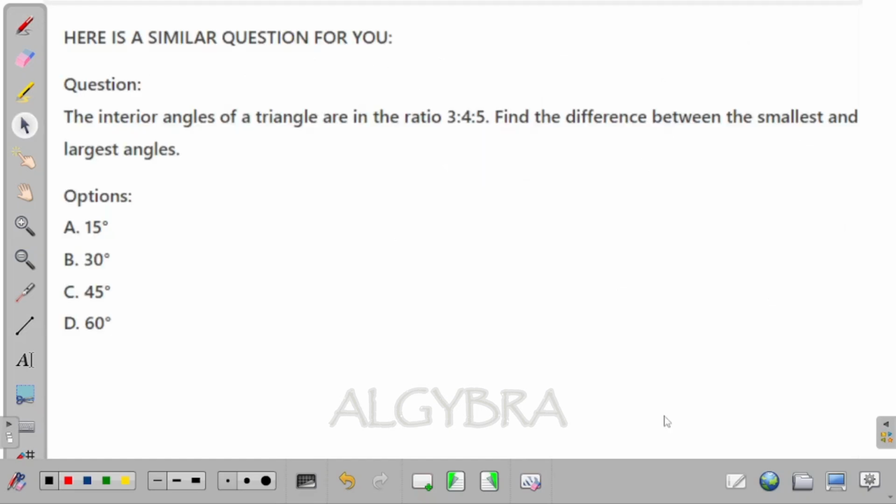So based on what we've learned in this video, here is a similar question for you. It says, the interior angles of a triangle are in the ratio 3:4:5. Find the difference between the smallest and the largest angles. Option A is 15 degrees, option B is 30 degrees, option C is 45 degrees, option D is 60 degrees. So solve this question and give me your answers in the comment section.